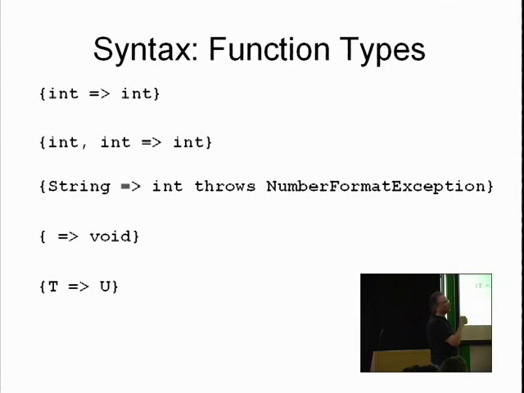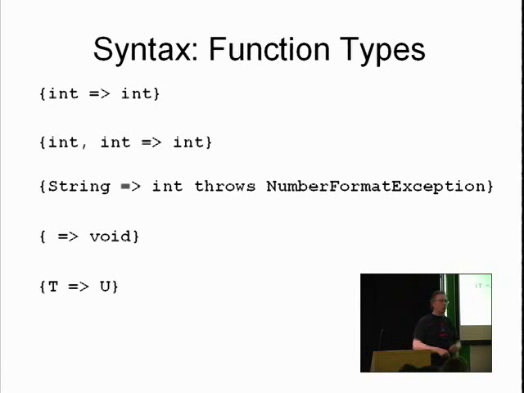Here's a function type that doesn't take any arguments and doesn't return any result. Right? So an ordinary block of statements would typically be of this type, where it doesn't take any arguments and doesn't return any result. And finally, if you're in generic code somewhere and you have type parameters floating around, you can write a function type using type parameters. So here's a function from T to U. That's just fine.